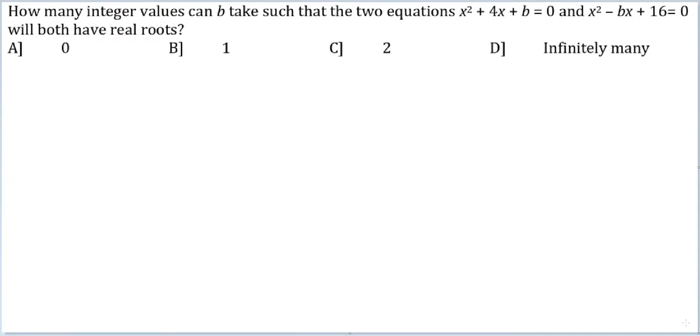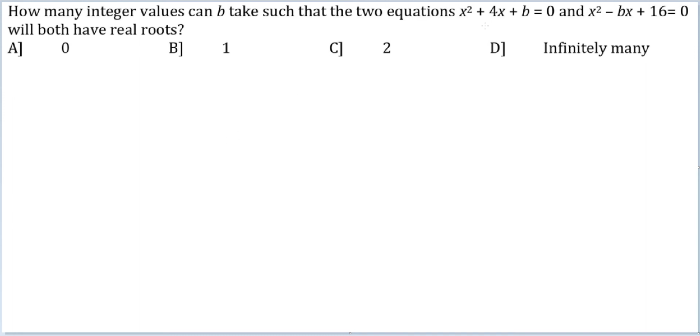Let's look at this question. How many integer values can we take for b such that the two equations x² + 4x + b = 0 and x² - bx + 16 = 0 will both have real roots? If you have real roots, it effectively means your discriminant has to be greater than or equal to 0.